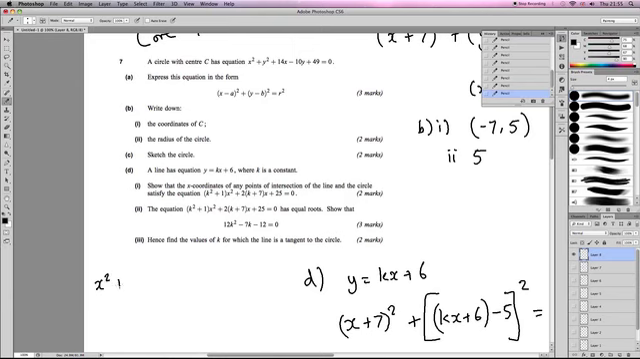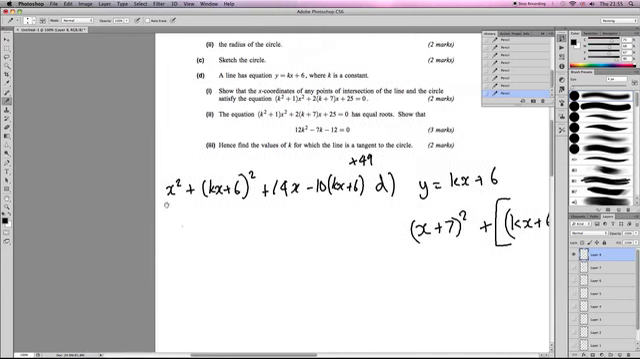x squared plus y squared, but y is now kx plus 6 squared, plus 14x, and then minus 10y, or minus 10 times kx plus 6, and then plus 49. Now I can't fit that in, so I'll write up here. So now I can expand this out. So I've got x squared plus k squared x squared.